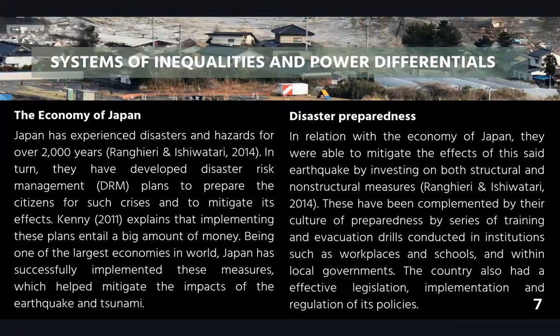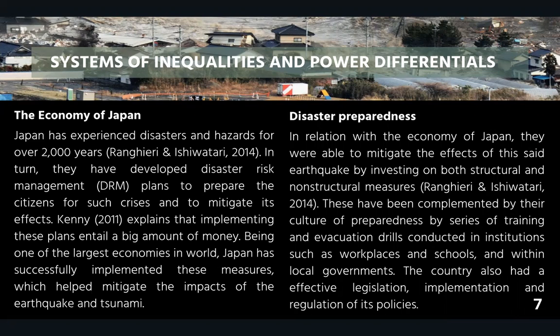First, we'll look into the economy of Japan. It has aided the country to implement a comprehensive disaster risk management plan, as the country is prone to disasters and earthquakes. However, implementing measures entail a big amount of budget. Being one of the largest economies in the world, Japan has successfully implemented these measures, which help mitigate the impacts of the earthquake and tsunami.